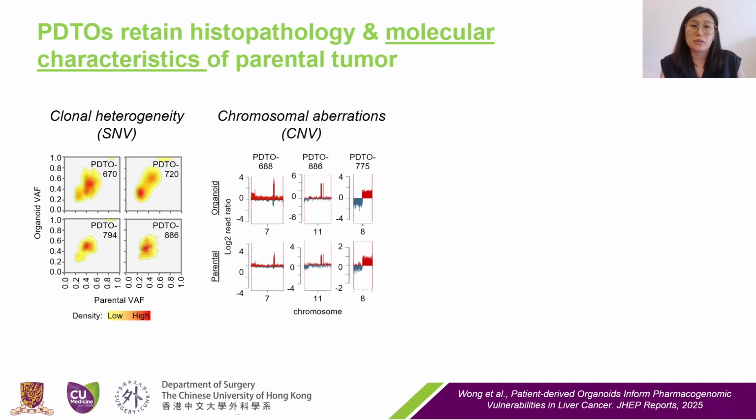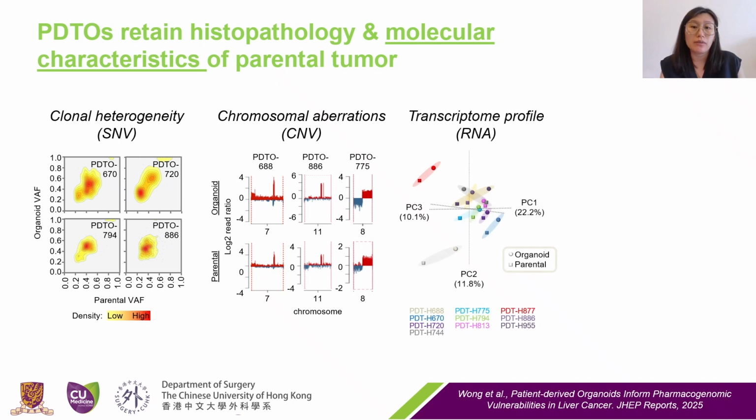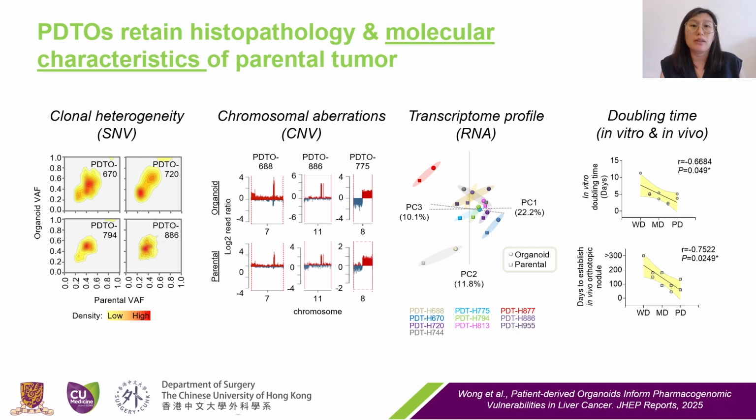The organoids also retain the same chromosomal aberrations as well as the transcriptome profile of the native tumor tissue. More interestingly, the organoid doubling time, both in vitro and in vivo by orthotopic injection in immunocompromised NSG mice, also reflects their histological grade, whereby the well-differentiated tumors tend to grow much slower compared to the moderate to poorly differentiated tumors, which are known to be more aggressive.